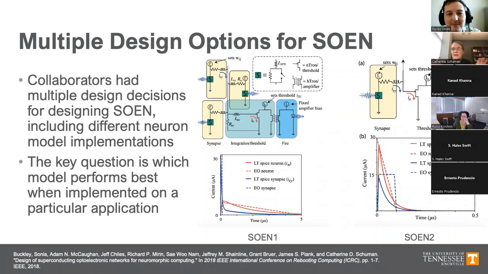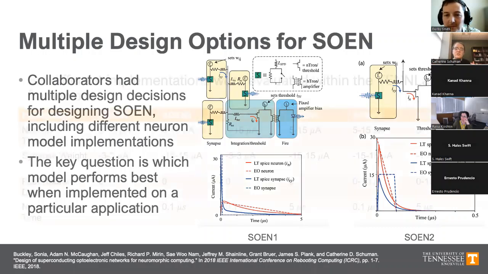So they had two candidate neuron models that they wanted to evaluate. They had SPICE level simulators for both of these. We worked with them. Our students sat down with them for a couple of days and hammered out simulations that captured the behavior that they needed to capture in a higher level C++ simulation. And the key question that the NIST folks were interested in was which model performed best on a particular application.